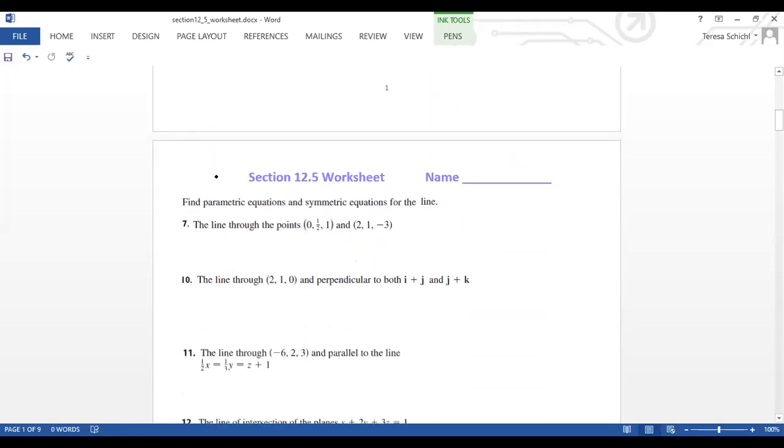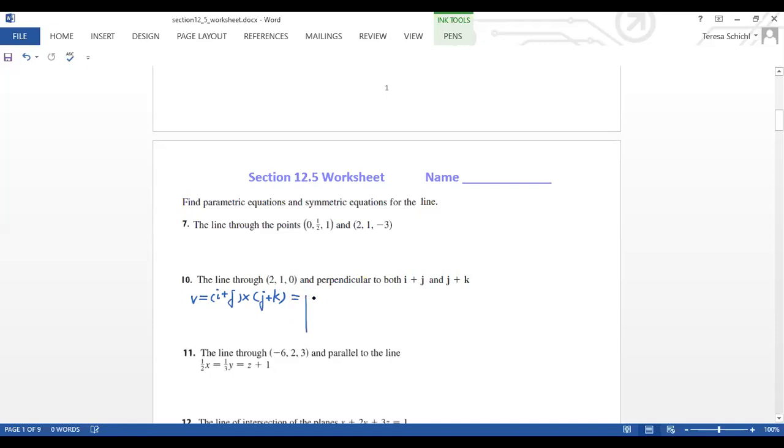The line goes through (2, 1, 0) and is perpendicular to both. As soon as I see perpendicular, what does that mean? That means the cross product, right? Remember, every time we do a line, we need a directional vector and a point. So the directional vector here will be i plus j cross j plus k, because of the properties of the cross product.